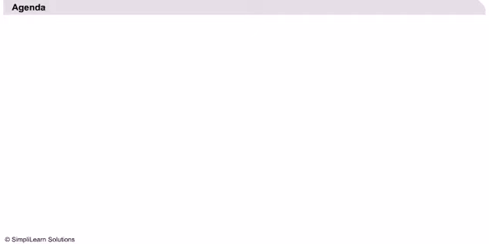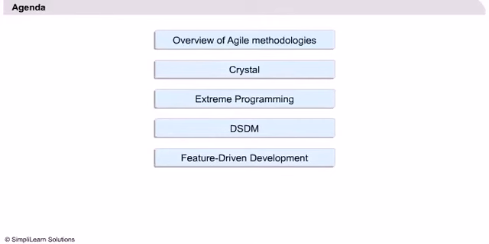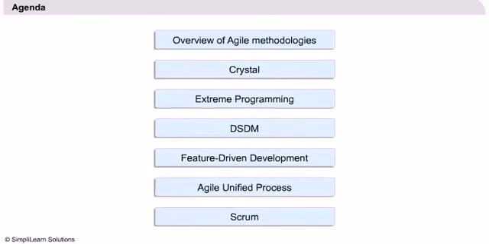Agenda. Let us now look at the agenda for this lesson. We start off with a quick overview of the more popular Agile methodologies. Then we look at some features of the following: Crystal, Extreme Programming, DSDM, Feature-Driven Development, Agile Unified Process, Scrum, a brief preview before we dig deeper into the subsequent lessons. Now we will proceed to the next slide to start with the Agile methodologies.